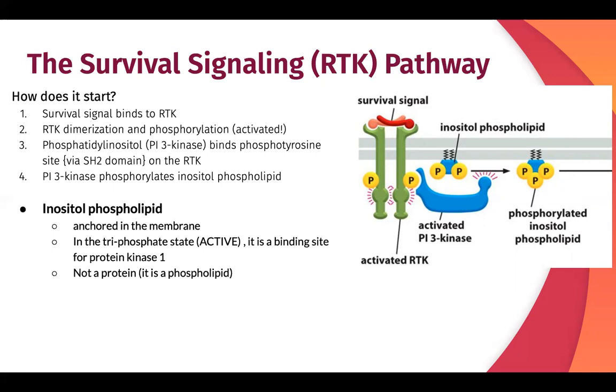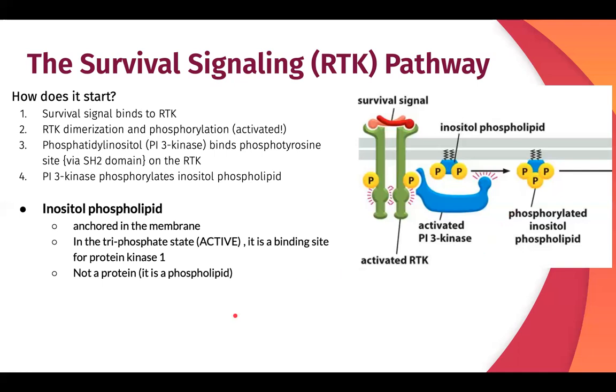And then PI3 kinase adds a third phosphate because it's a kinase, so it adds phosphates to the inositol phospholipid, which is shown with the squiggly two P's here. And that becomes PIP3, which is phosphorylated inositol phospholipid. And it creates a binding site for downstream proteins. PIP3 is not a protein, it's a phospholipid, so fat. And yeah, it's anchored to the membrane, as you can see by the black squiggles.